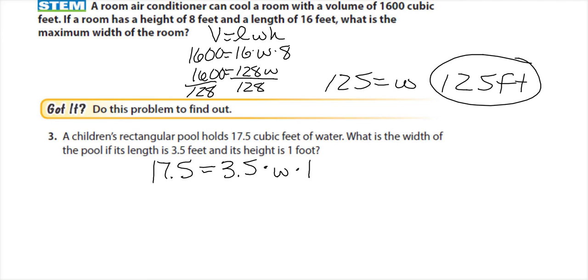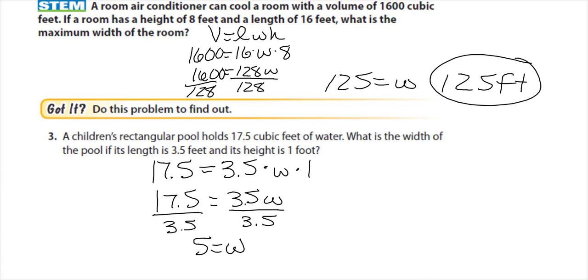For this one, we're going to combine our like terms. So that's 17.5 equals 3.5 W. We're going to divide that by 3.5. And it came out to 5. 5 equals W, so the width is 5 feet. There we go. 5 feet. All right, and that's the end of that one.